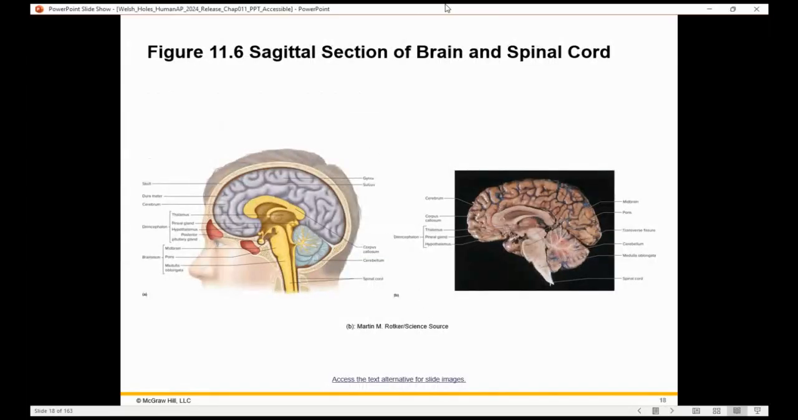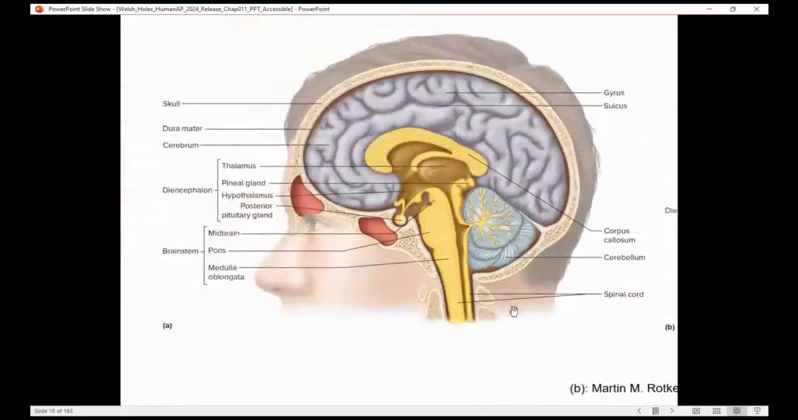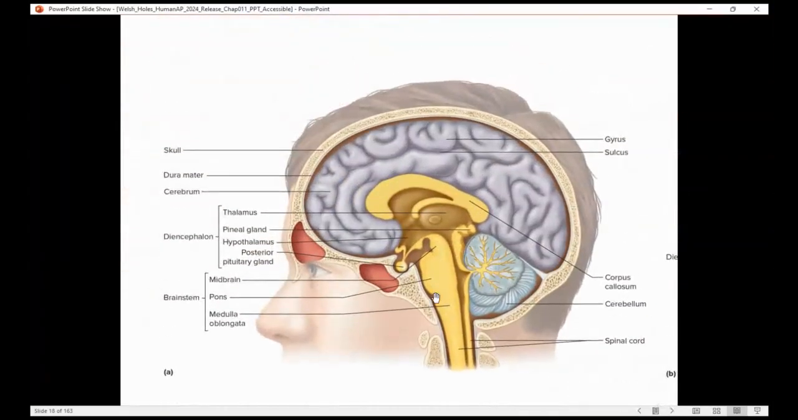This figure is a sagittal section of the brain and spinal cord. And I'll make this a little bit larger so you can see it. Okay, so this is all the cerebrum. The center part is the diencephalon. It's separated by the corpus callosum, which is connective tissue; the corpus callosum actually combines the two hemispheres, so it attaches them. You have this major area here in the middle. We'll talk more about this, the thalamus.